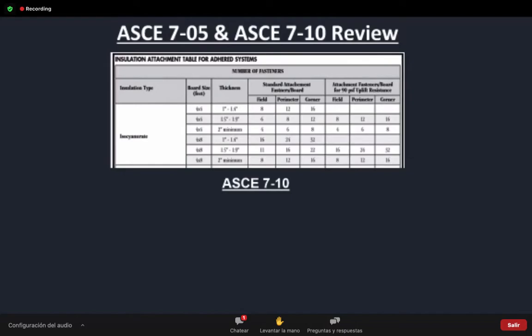So hold up. So guys, we're going to go back to our 7-05 and 7-10, right? So right now, what we're showing you is the attachment table for an ISO board, right? And once again, GAF kind of helps you out with this.